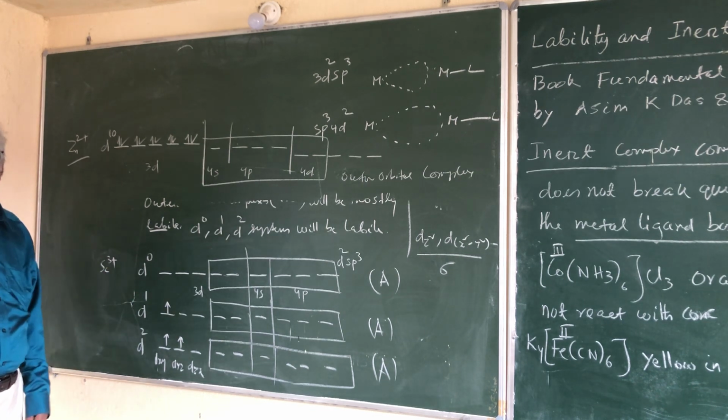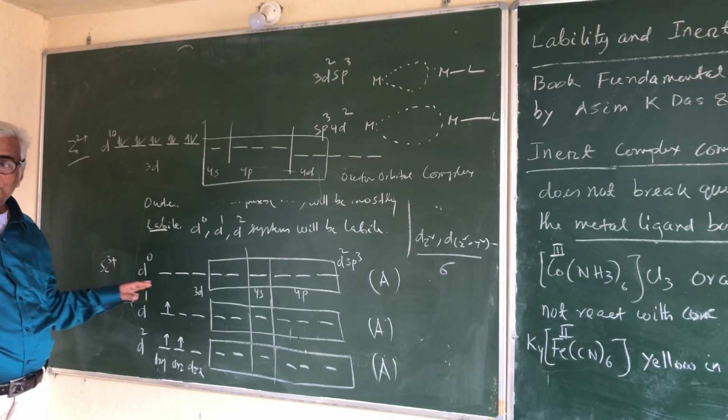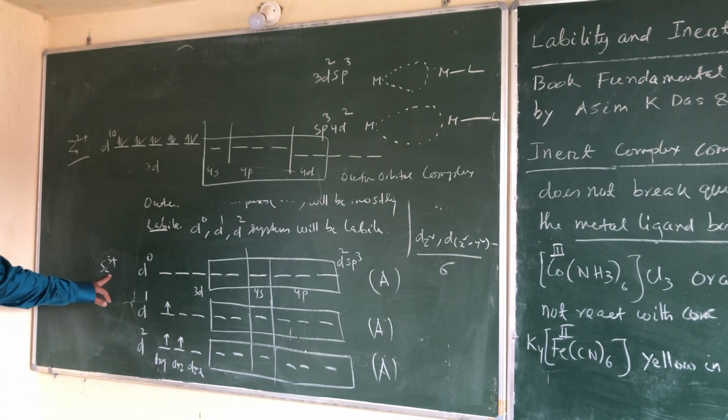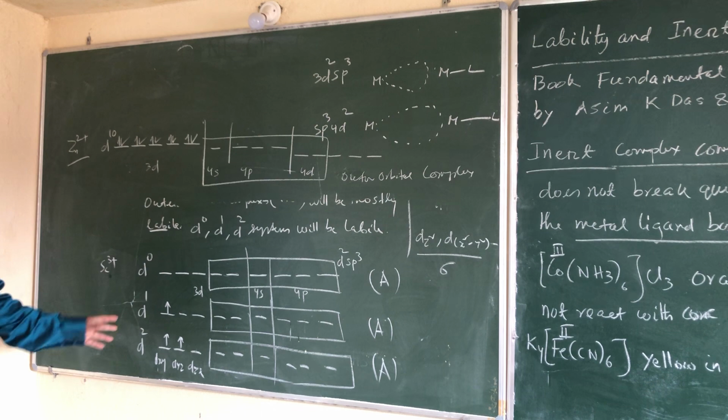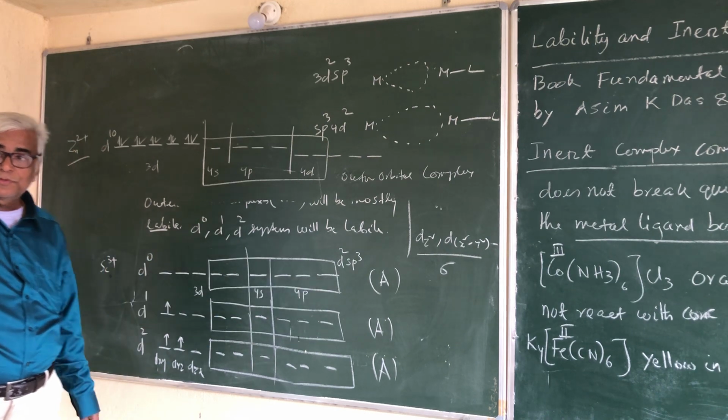Scandium 3 plus is a d0 system. There is no electron in the d orbital. Suppose you take a scandium 3 complex and there are 6 ligands. So the hybridization will be d2sp3, so inner d orbital complexes will be produced.